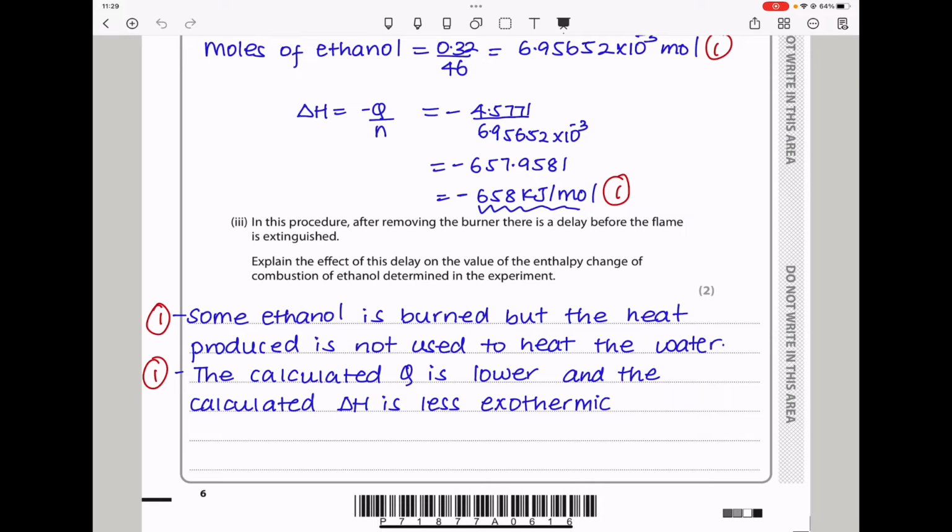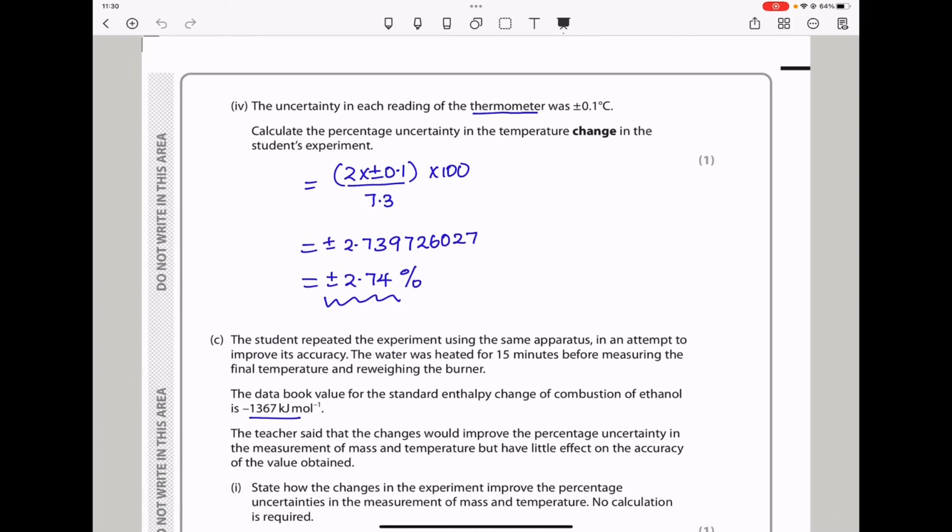I said some ethanol is burnt, but the heat produced is not used to heat the water, and the calculated Q is going to be lower, leading to a lower calculated delta H, and the calculated delta H is going to be less exothermic. Moving on.